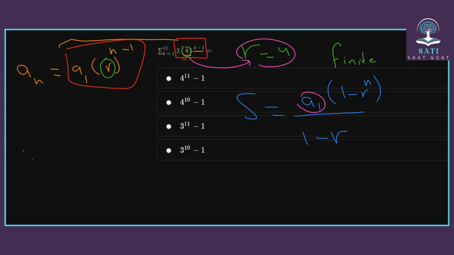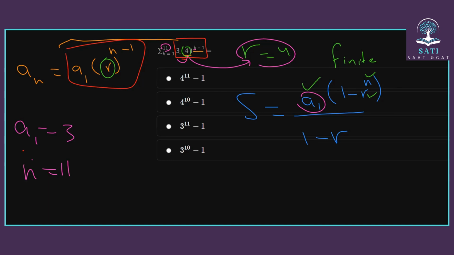Okay, I need now to find the first term. How can I find the first term? The first term here is when k equals 1. Just substitute here k equals 1, you find the first term. So when you substitute k equals 1, 1 minus 1 is going to be 0. 4 power 0 is 1. So that means it's going to be 3. Now I need to find how many terms are there. So we start from 1 till 11. That means there are 11 terms.